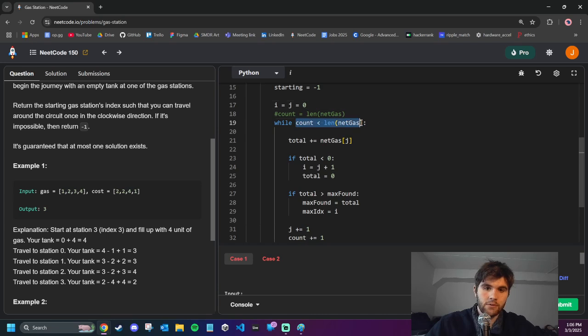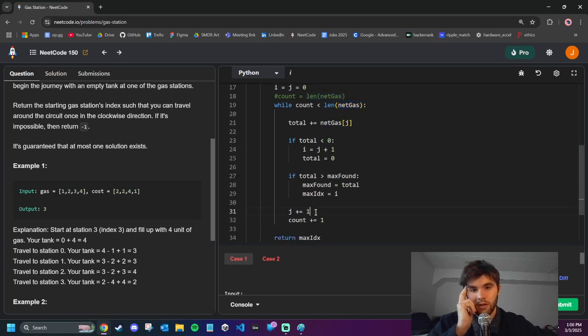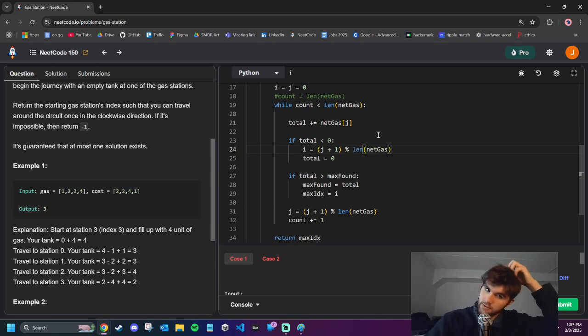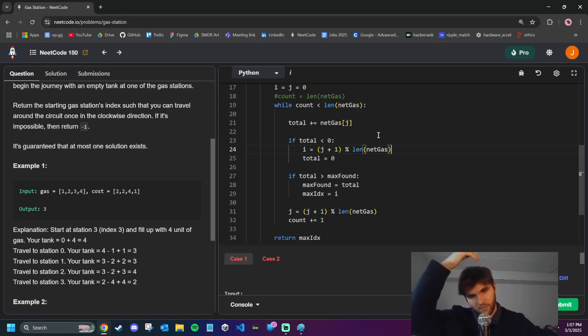So count is going to run... okay, so count is going to run n times, and here J will be equal to J plus 1 mod length of net gas, and I will be equal to this mod length of net gas. So this will keep it circular, right?